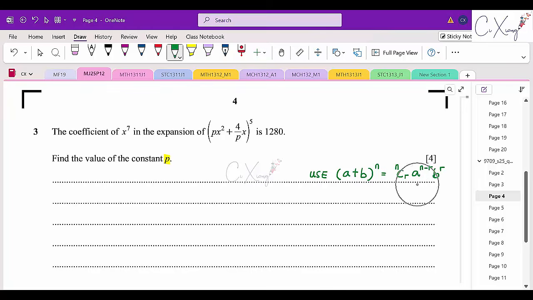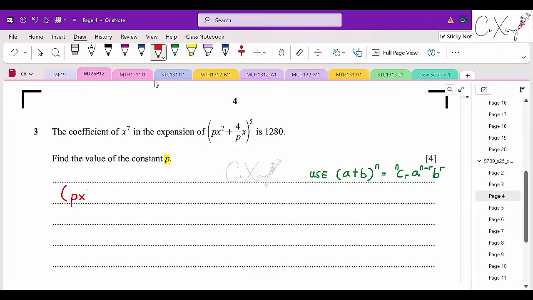So now I will show you that this is the general term. If let's say it is the first term, then you start with nC0. Then the second term is nC1 and so on, right? And now for this question, they are saying that we want to expand this one and get the x power 7. Can we get x power 7 here?